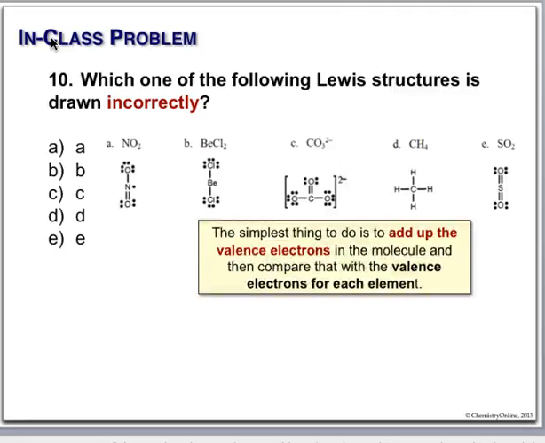Step one, remember, is to look at your compound and figure up how many valence electrons you have. So if you know how many valence electrons it's supposed to have, what you can do is just look at each of these and very quickly see if you have enough, too many, too few, whatever. Well, that's a nice simple way to do it.